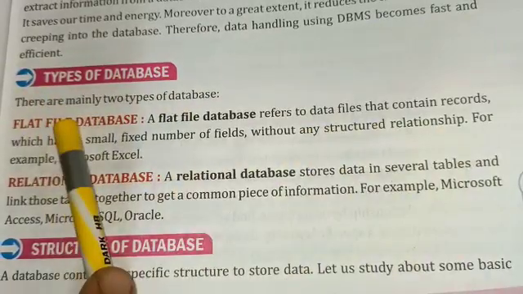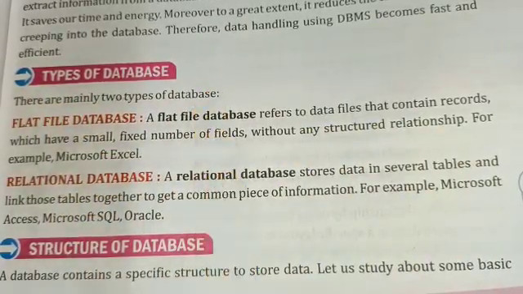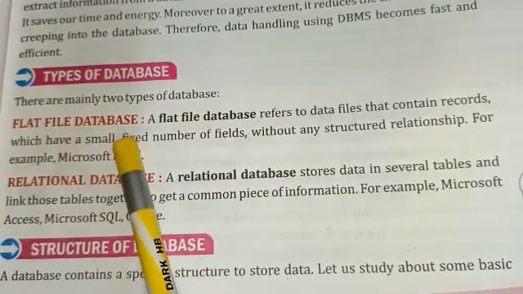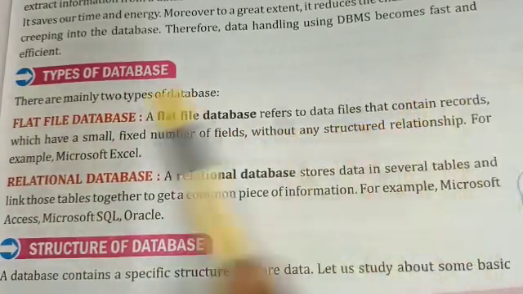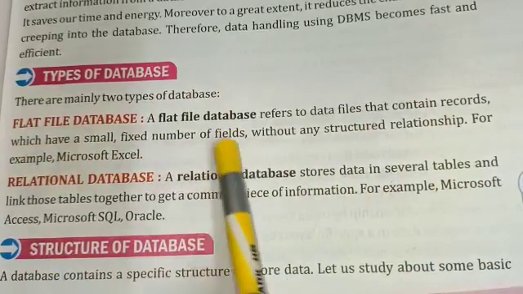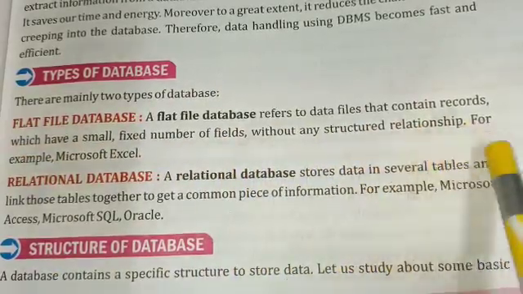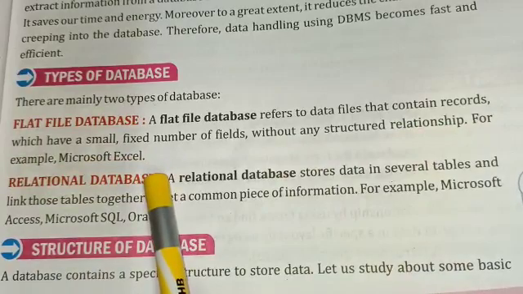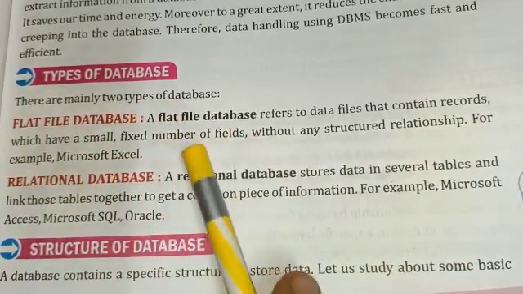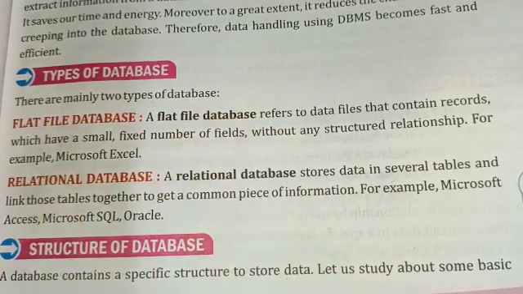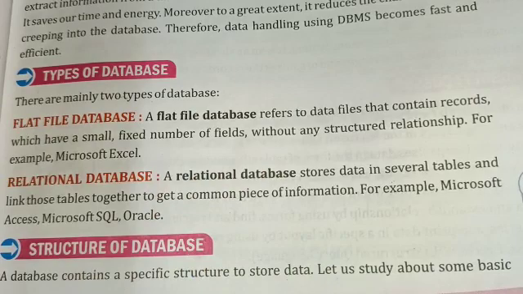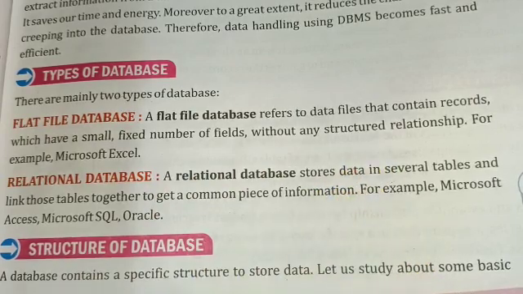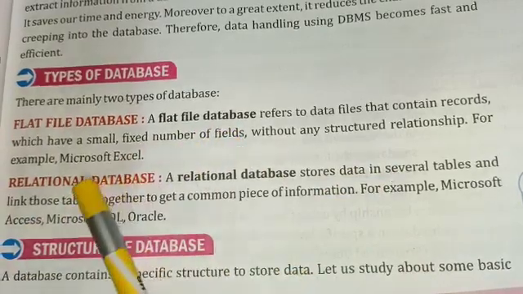Types of database. There are mainly two types of database. Flat file database: a flat file database refers to data files that contain records which have a small fixed number of fields without any structured relationship. For example, Microsoft Excel.